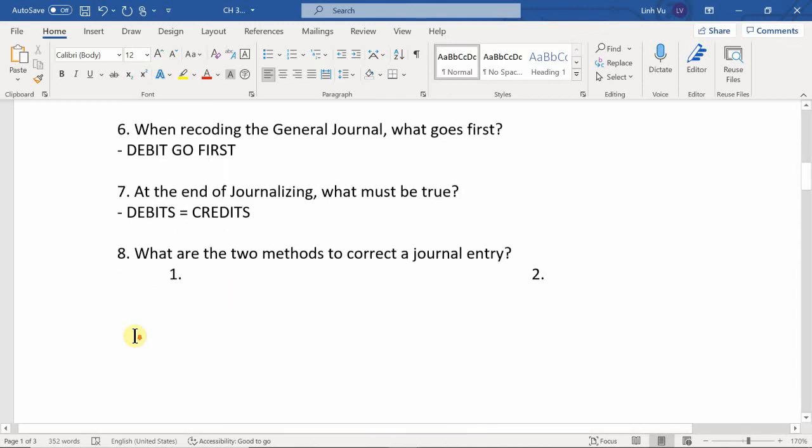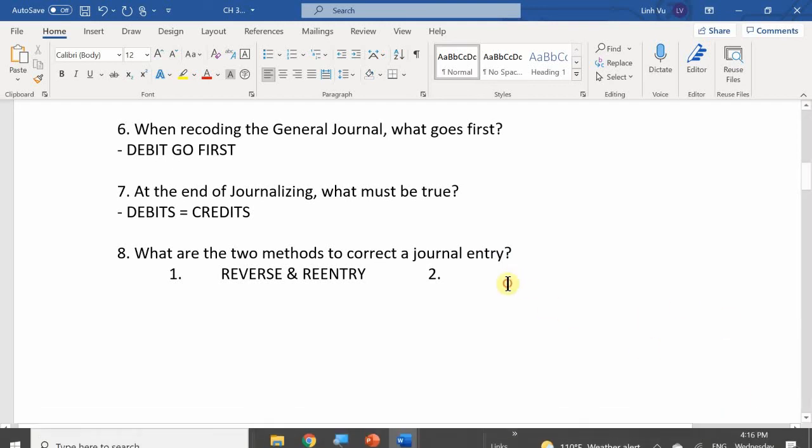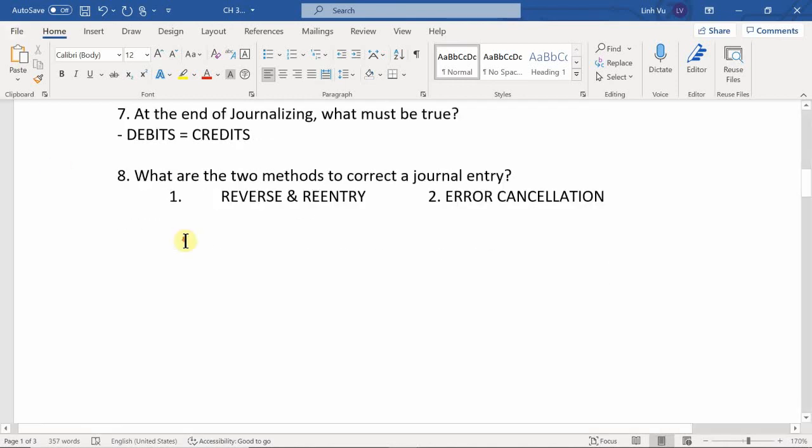All right. What are the 2 methods to correct a journal entry? Reverse and re-enter. Good. And error cancellation.